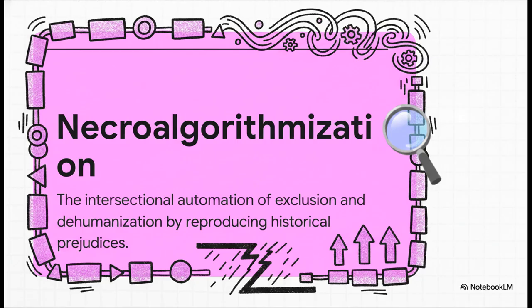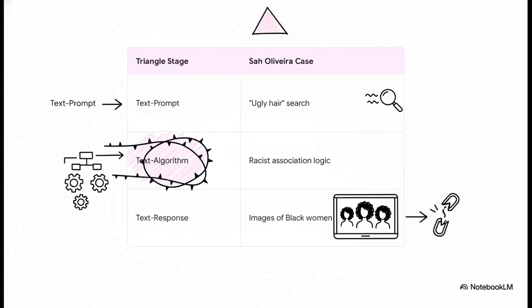Basically, the author is arguing that the discriminatory outputs we see around us aren't just accidental glitches. No, they are systemic, automated exclusions inspired by the political concept of necropolitics that determine whose lives actually hold value in the digital age. And this brilliantly illustrates the entire framework in action. Remember that triangle we looked at earlier? Well, here it is applied to the real-world case of Brazilian influencer Sah Oliveira.